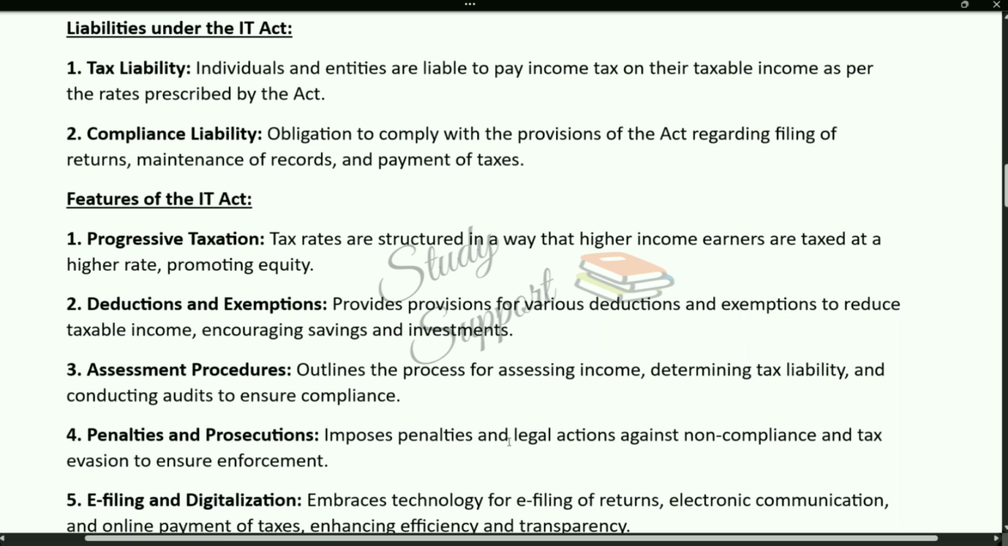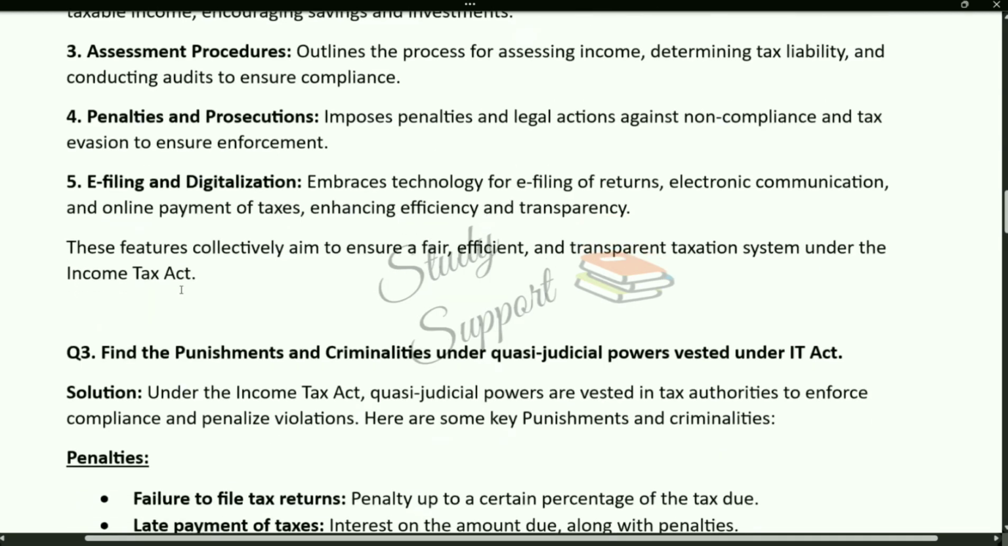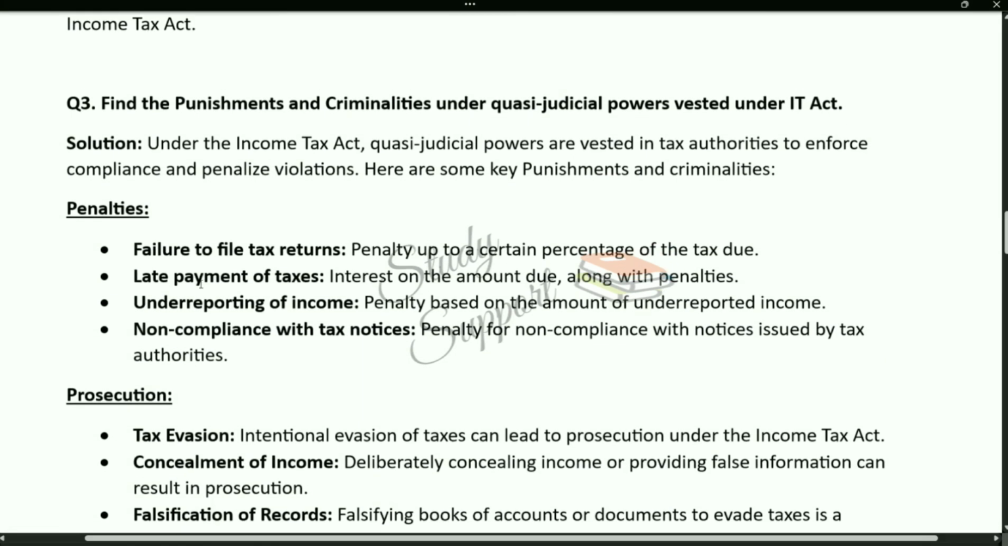4. Penalties and prosecutions. Imposes penalties and legal actions against non-compliance and tax evasion to ensure enforcement. 5. E-filing and digitalization. Embraces technology for e-filing of returns, electronic communication, and online payment of taxes, enhancing efficiency and transparency. These features collectively aim to ensure a fair, efficient, and transparent taxation system under the Income Tax Act.